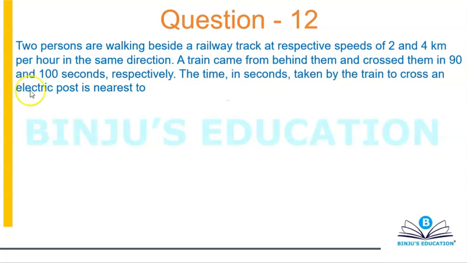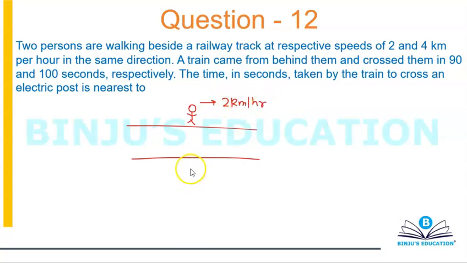So two persons are walking beside a railway track at respective speeds of 2 and 4 km per hour. So we have a railway track. This one person is going at a speed of 2 km per hour. There's another person going at a speed of 4 km per hour. A train came from behind and crossed them in 90 and 100 seconds respectively. Okay, so there is this train.